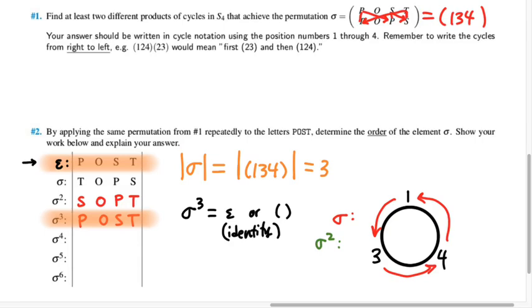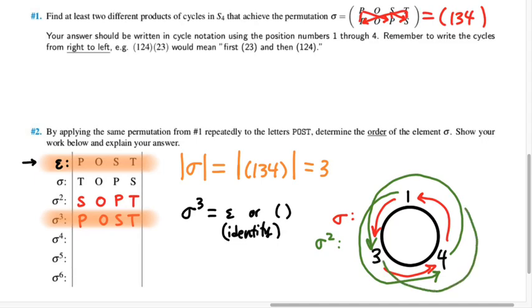If I apply this permutation once and then again, what's the net effect going to be around this table? 2 steps to the right instead of 1 step to the right. So sigma squared is going to send 1 to 4. It's going to send 4 to 3. And it's going to send 3 back to 1. Okay? So sort of 2 steps around the table.